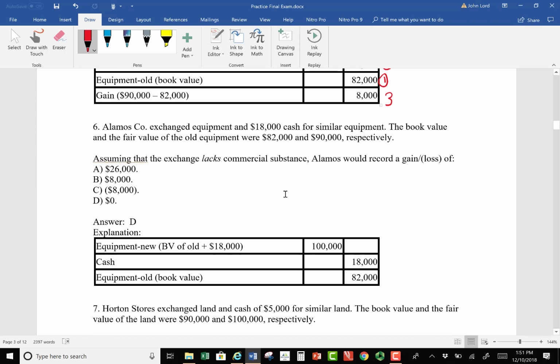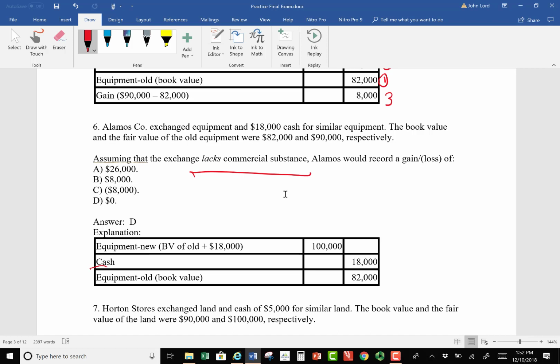Alamo Company exchanged equipment and $18,000 cash. Again, they paid the cash. I don't know why they don't make it clear that they paid cash. Exchange equipment and $18,000 cash for similar equipment. This is the same problem, isn't it? And all they're telling me now is the transaction what? Lacks commercial substance.